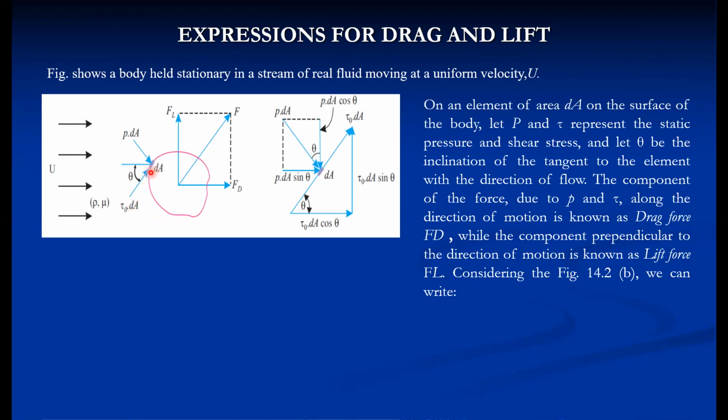The shear force acts tangentially, and the angle of the tangent is theta with respect to the direction of motion. The component of the force due to p and tau along the direction of motion is known as the drag force. Suppose we see pdA, it has two components: a vertical component perpendicular to the direction of flow, and a horizontal component pdA sine theta. So these are the two components of pdA. This is actually a free body diagram. Similarly, this portion experiences shear stress tangentially. This shear force has again two components: a horizontal and a vertical component.